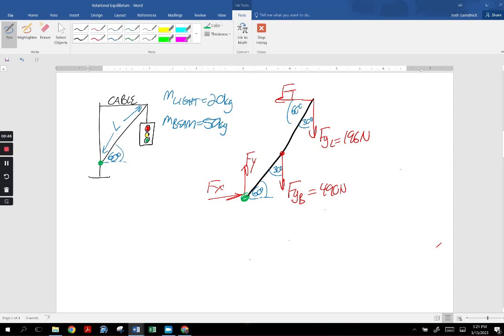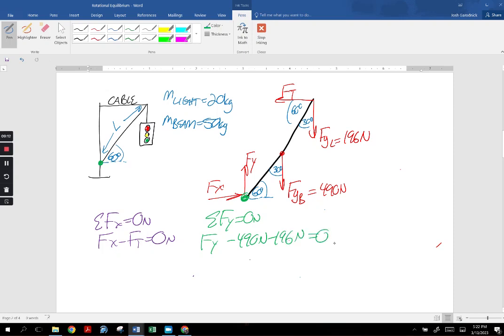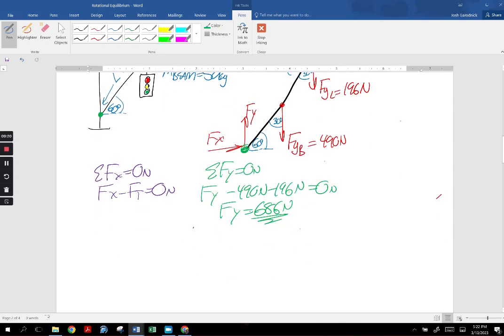Let's do forces in the X. If I sum the forces in the X, I've got Fx minus Ft equals 0. So not much I can do there. If I sum the forces in the Y, we'll go with green. Sum of the forces in the Y equals 0 newtons. We've got Fy minus 490 newtons minus 196 newtons equals 0 newtons. Check it out, I know what Fy is. It's 686 newtons. And then we must do the sum of the torques.